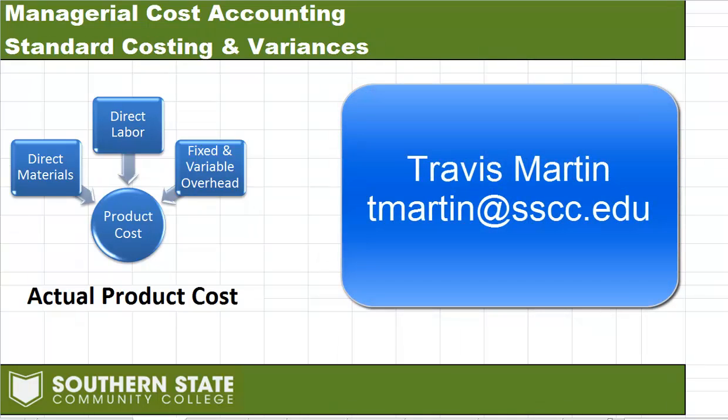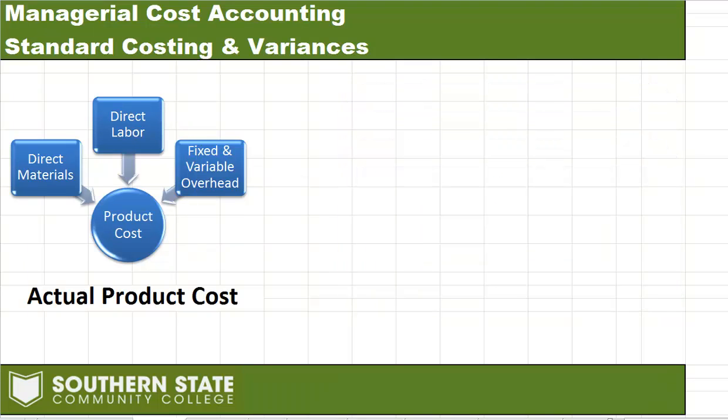Hello again, everybody. We are looking at Chapter 7, which deals with standard costing and variance analysis. Up to this point, we've assumed that we're only trying to figure out the cost of a product after it's been manufactured. We take our direct materials, direct labor, and overhead, add them all up, and get the product cost, after we've already made the product.